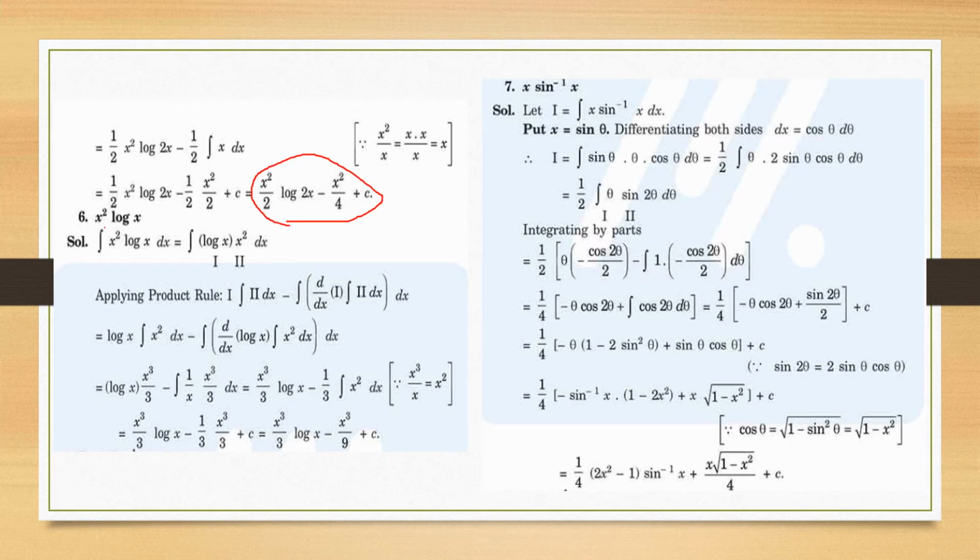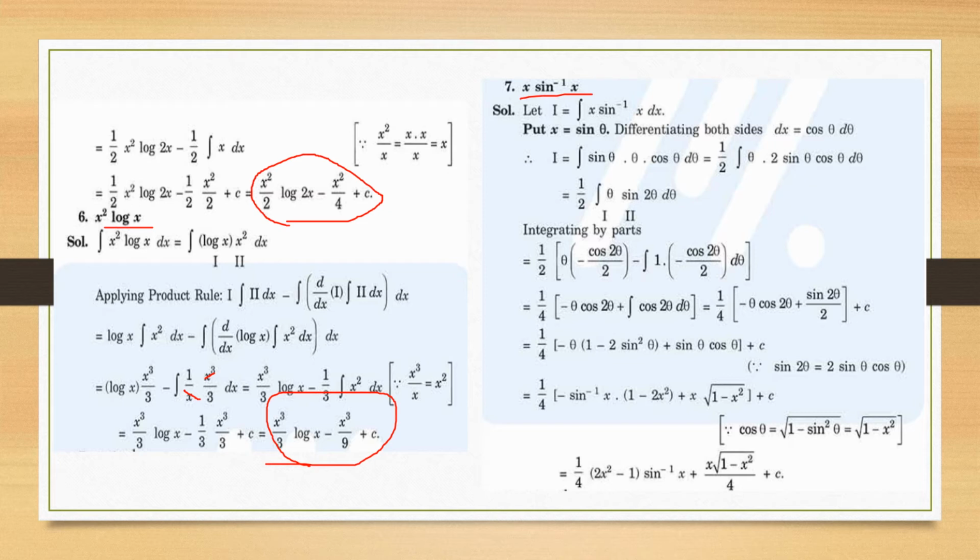And the sixth one is x square log x, again log x is first, this is second. So log x times x square integral will give you x cube by 3 minus 1 by x into x cube by 3. Okay, 1 x gets cancelled, so I'll get 1 by 3 x square, which will give you x cube by 3, and this is the required answer.